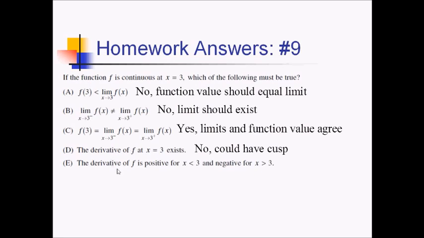And then the last one, derivative of f is positive for x less than 3 and negative for x greater than 3. Well, how does continuity have anything to do with the derivative of the function? I mean, we could have a horizontal line, that's continuous, but the derivative is going to be neither positive nor negative anywhere. It would be exactly 0. So if you consider the case of y equals 1 or any other horizontal line, that's more than enough to blow this answer choice out of the water. So then choice C is the only one that makes sense.